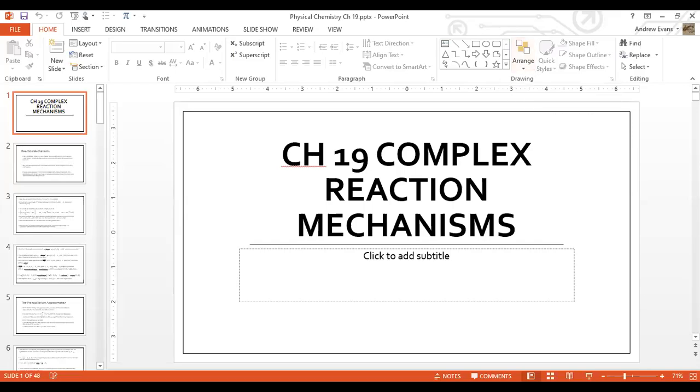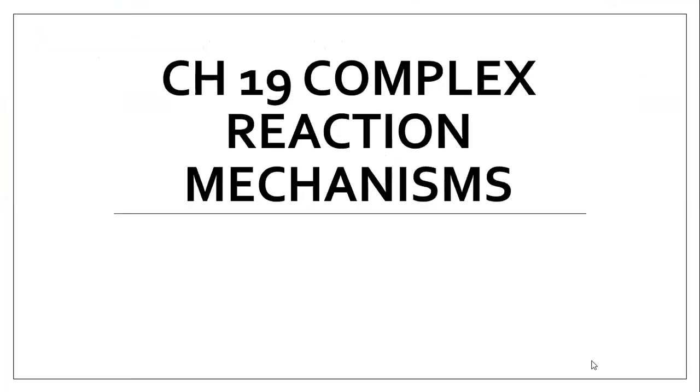Welcome to the last chapter of my physical chemistry course. We're going to look at some complex reaction mechanisms. So it's going to be an extension of chapter 18, which was all about the basic chemical kinetics. Now we're going to look at how we're going to use those kinetics to try to analyze rather complex reactions. So bear with me. We'll work this through together.